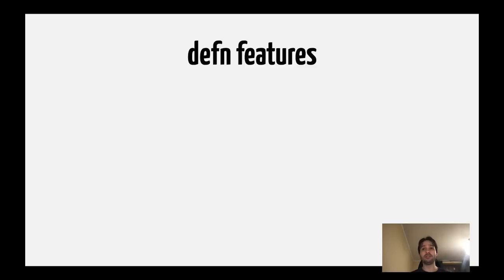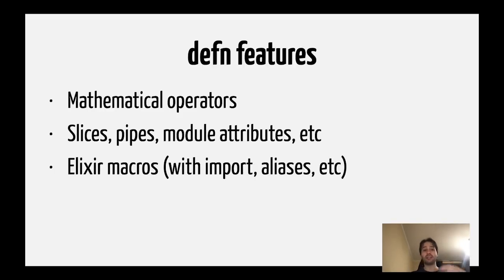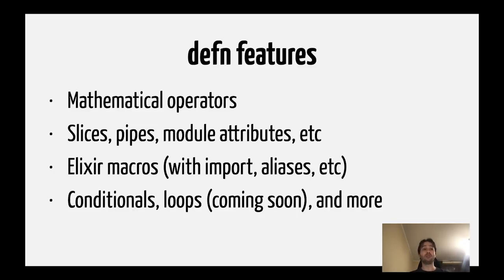DefN has many features in terms of affordances, okay? So it gives us mathematical operators, we can do slices, pipes, module attributes. So while DefN is a subset of Elixir, tailored for numerical computations, it's actually a nice subset, right? It's a large subset well integrated into the language because we can use macros with import and aliases. We can do conditionals. So if you see a conditional in DefN, it looks exactly like an Elixir conditional, but it's going to run on the GPU, for example, if you use the XLA compiler.